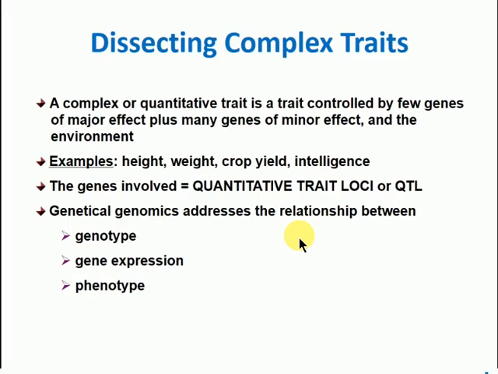For example, height. Human height, plant height, animal height. Definitely, it's controlled by genes, and not by individual genes, because tall parents tend to have tall children. What proportion of the phenotypical variation of height is controlled by genetics? Do you have any idea? To what extent is human height genetically controlled? This is really common.